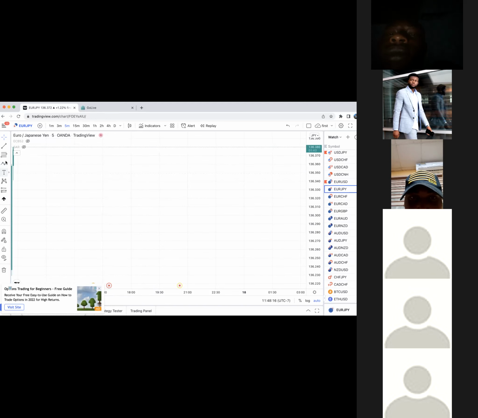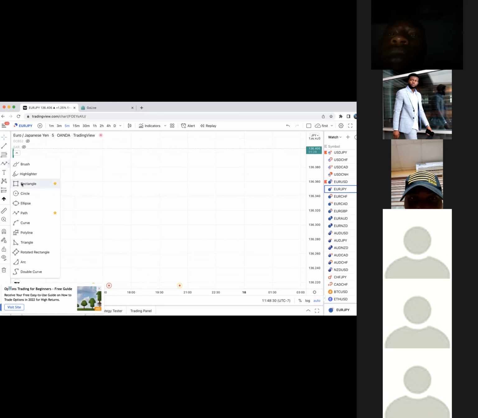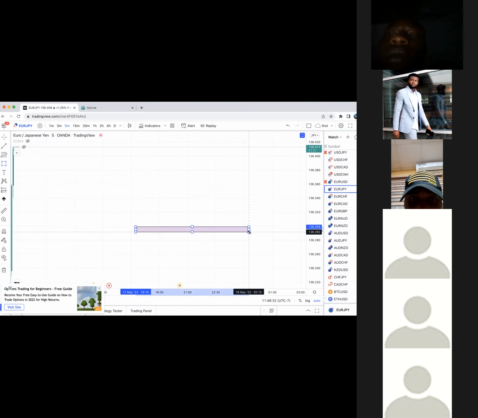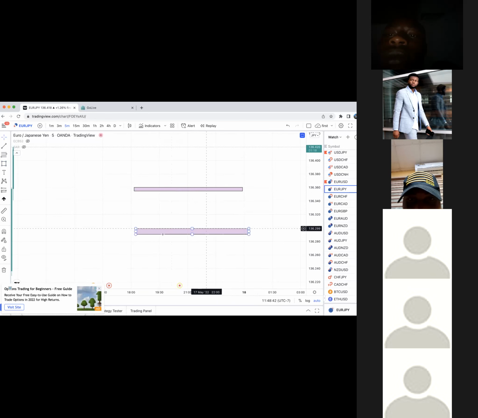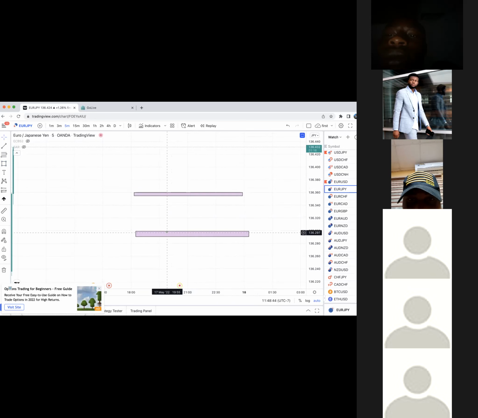Let's first talk about support level. What is a support? A support level is a low level. Another word to use for this is a floor. I want you to think about support as the floor. This is the bottom, and then resistance is the top. I call this the ceiling, like the ceiling and the floor in the house. Support is the floor. Resistance is the ceiling.